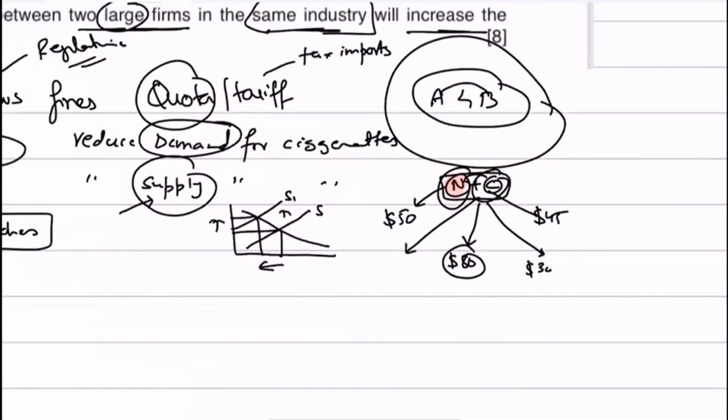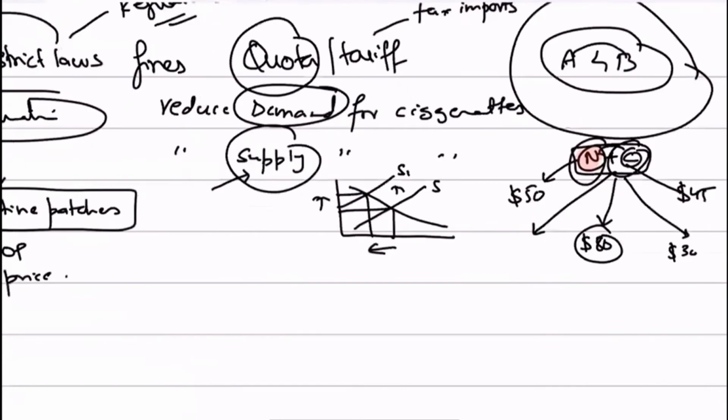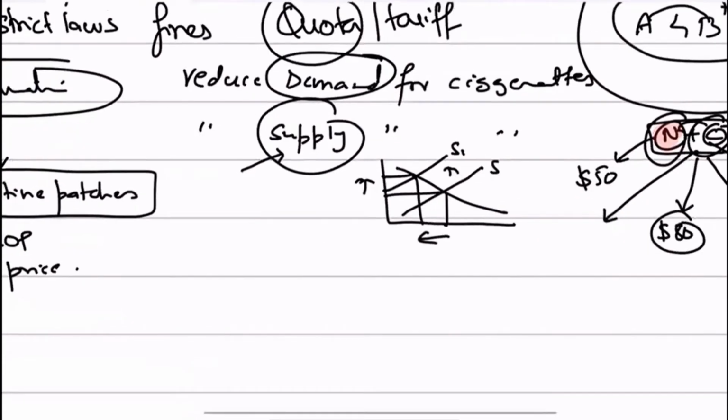So that may result in the price of the product decreasing, and it may also result in the price of the product increasing as well. So let's see why or how the price of the product could change. First, let's see how it will increase. Why will the price of the product increase?